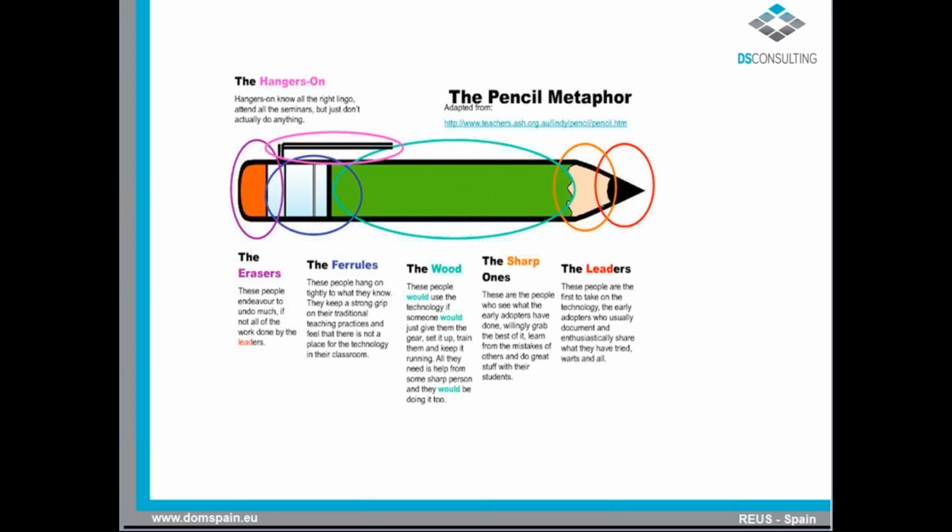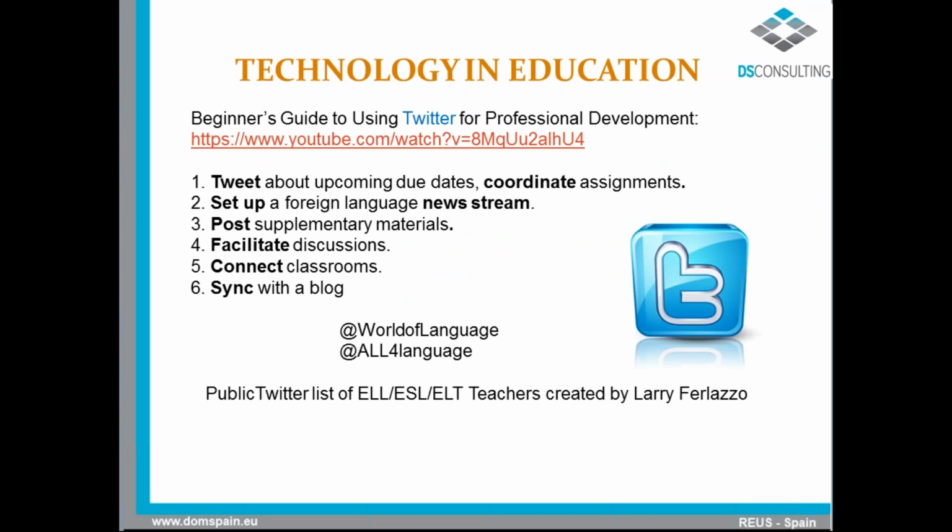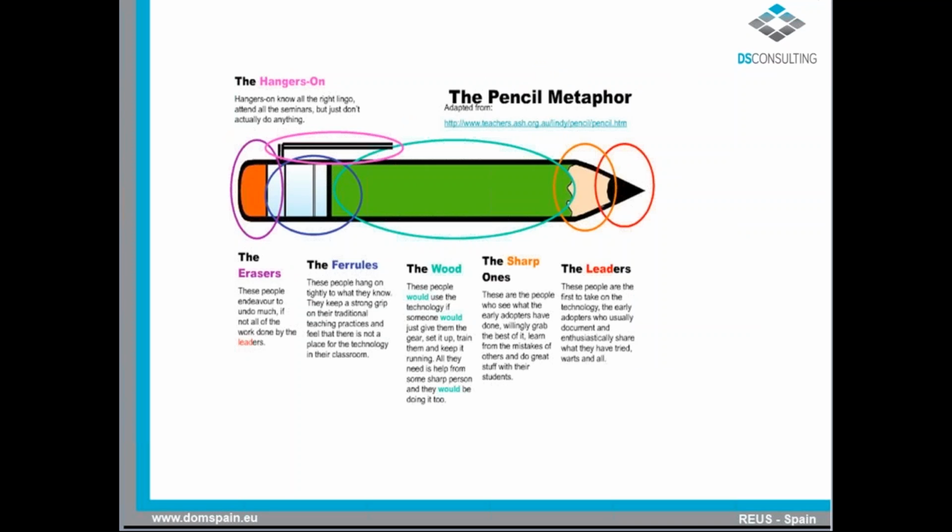You can see we have here the erasers. The erasers are those people who endeavor to undo much, if not all, of the work done by the leaders. We also have another group, the hangers-on. Hangers-on know all the right lingo. They attend all the seminars, but they just don't actually do anything. I hope you're not in these groups.